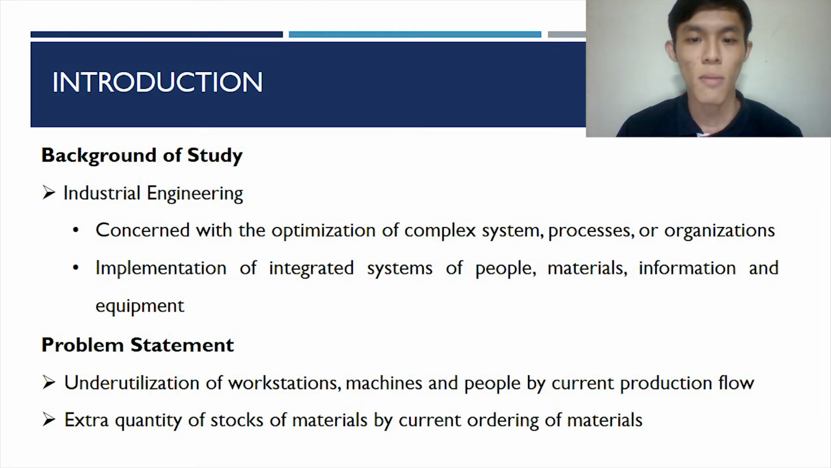Firstly, let me explain what is meant by industrial engineering. Industrial engineering is the branch of engineering concerned with the optimization of complex systems, processes, or organizations by implementation of integrated systems of people, materials, information, and equipment. In this project, we have selected the Kluang coffee powder factory as the company where we investigate the problem and propose a suitable solution for them.